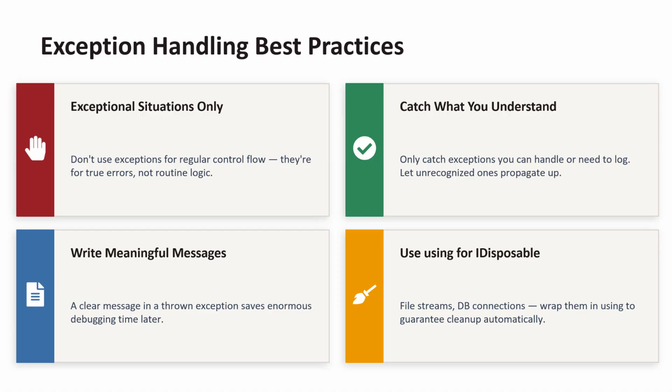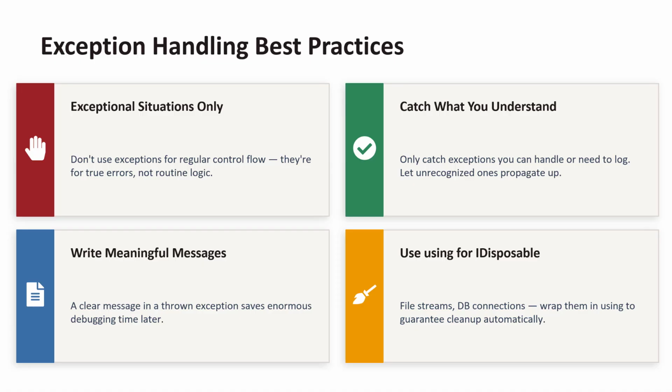Third, write meaningful messages. When you throw your own exceptions, take the extra 5 seconds to write a clear and specific message. Something like "age cannot be negative" tells you immediately what happened and what the problem is. A generic message like "invalid input" forces you to dig through the code, evaluate, and debug to figure out what actually went wrong. Future you, debugging at midnight, will thank present you.